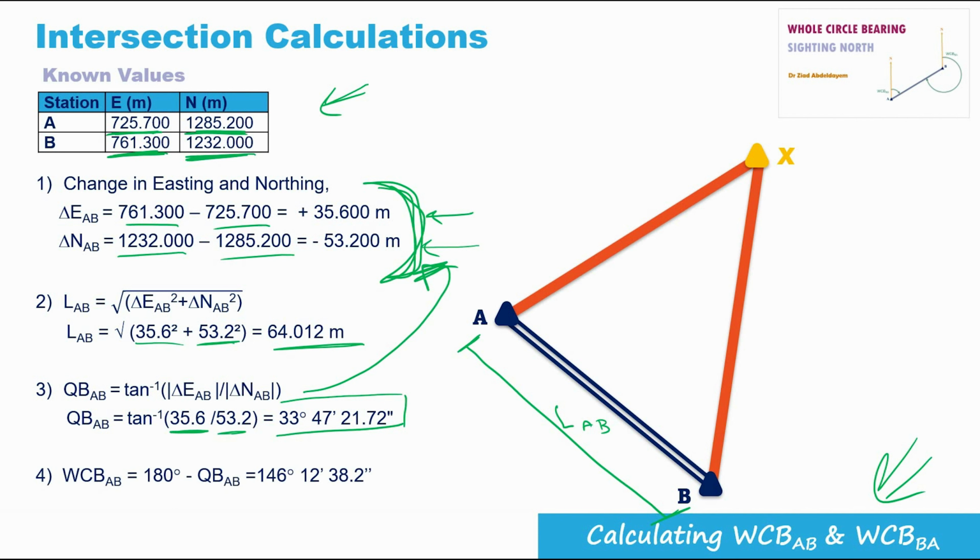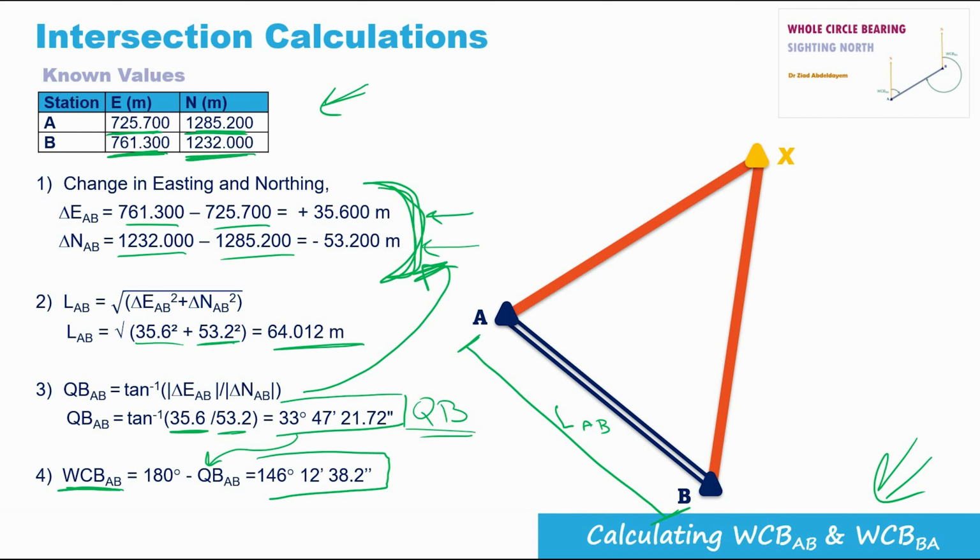And the last step is the whole circle bearing of line AB. In this case, it would be 180 minus the quadrant bearing, which we have just calculated. So here it would be 180 minus 33 degrees, 47 minutes, and 21.72 seconds, and the answer is 146 degrees, 12 minutes, and 38.2 seconds. So this is the whole circle bearing of AB.